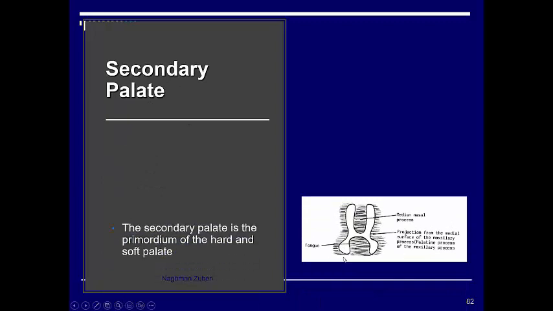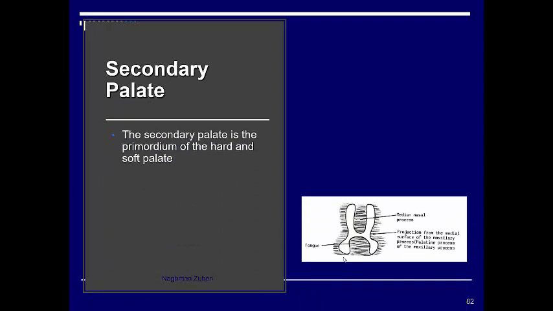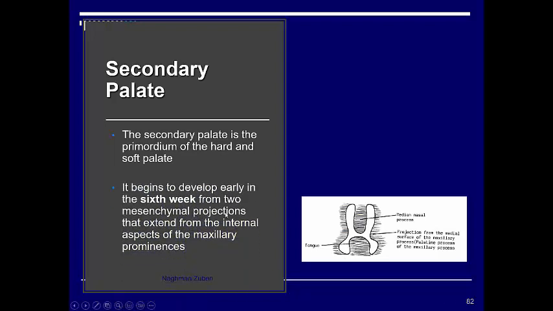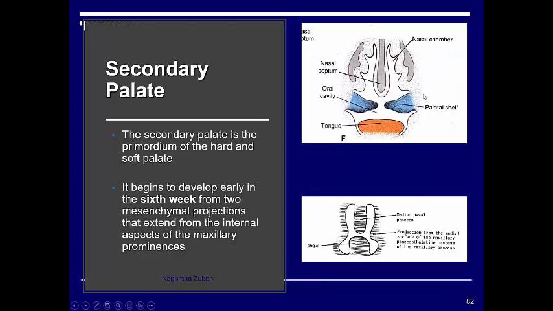Secondary palate. The secondary palate is the primordium of the hard and soft palate. It begins to develop early in the 6th week from two mesenchymal projections that extend from the internal aspects of the maxillary prominences. Here we can see the palatal shelves. The tongue, before it regresses, is lying here. And if it does not regress, then the merger of these palatal shelves is not going to occur. Remember this.